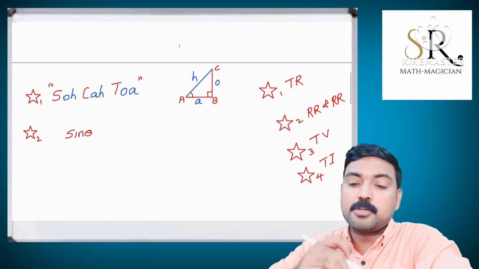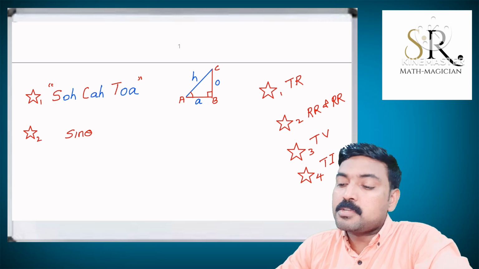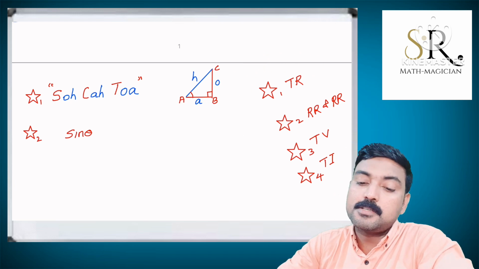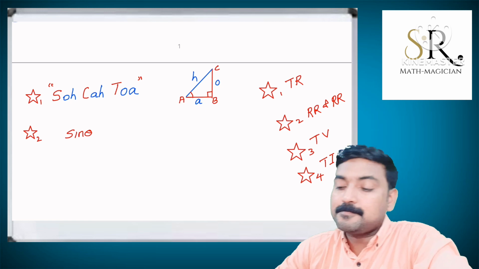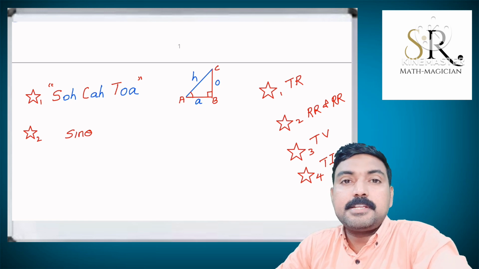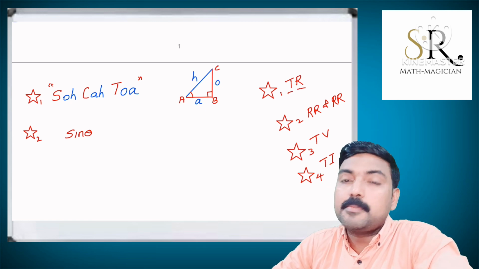First one is the important points. There are 4 stars in this chapter. How many stars? 4 stars. Star 1, TR. TR means trigonometric ratios.